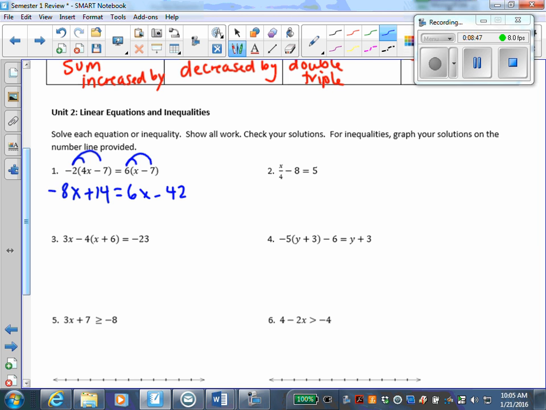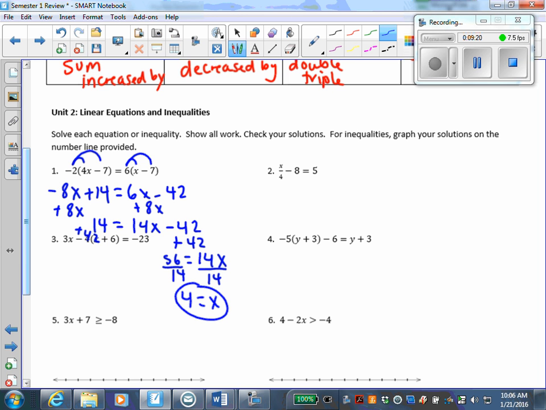Now I want to get my x's on the same side. I'm going to add 8x on both sides, so I don't have any negatives. So then I'm going to have 14 equals 6x plus 8x is 14x minus 42. Now I'm going to add 42 on both sides. I'm running out of room. 14 plus 42, that'd be 56, equals 14x. Divide by 14. Well, 7 goes into 56 8 times, so 14 would go into it 4 times. So 4 equals x.